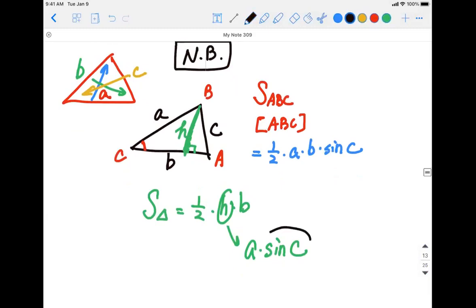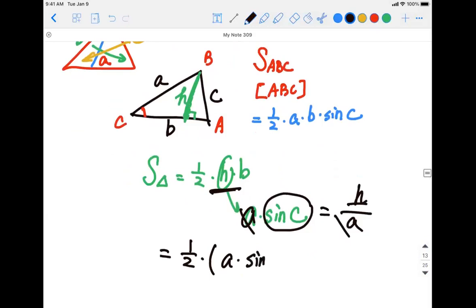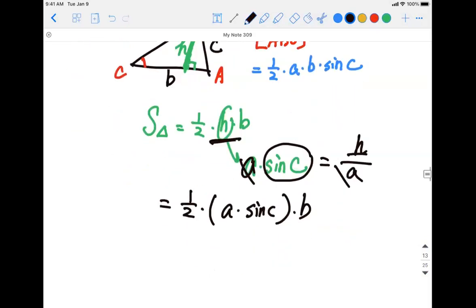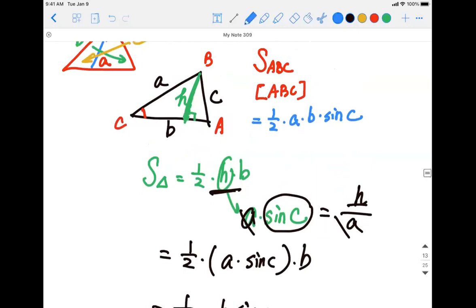Because sine C equals H over A. You use A here, A can be canceled, right? So H directly equals A sine C. So therefore, 1 over 2 H times B, that's going to be 1 over 2 AB sine C. So what does it mean? A triangle's area can be written as the product of two sides times the sine of the included angle, and then divided by 2.